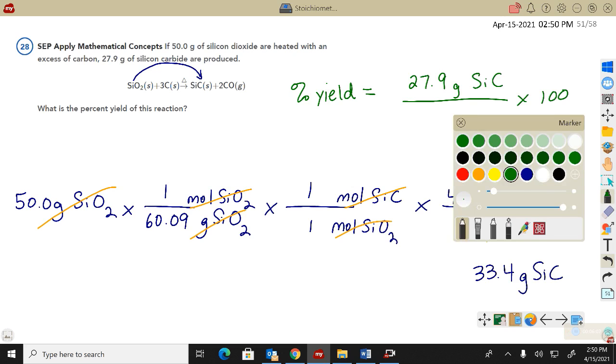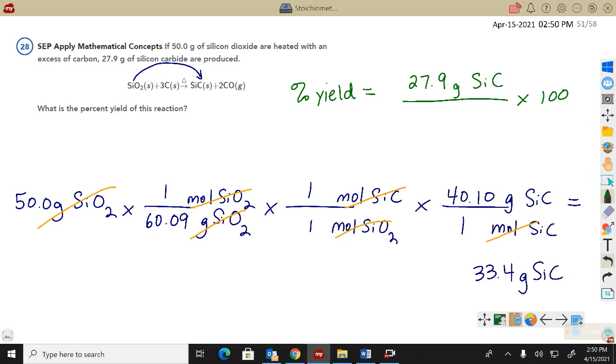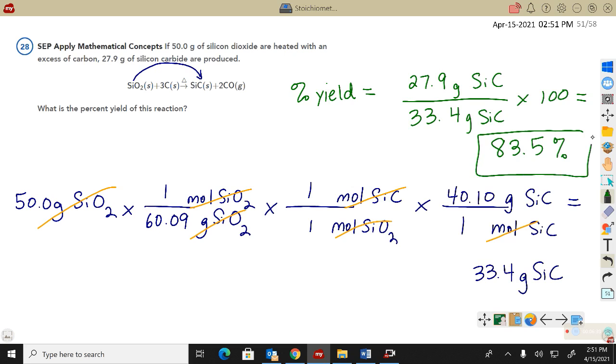That then gets plugged into my percent yield equation. I should have produced 33.4 grams, but I actually only got 27.9. So I'm expecting this to be just a little bit less than 100%, right? Divided by 33.4 times 100. Yeah, so I got about like an 83.5% yield, which again would have meant that we just lost a little bit of our final product.